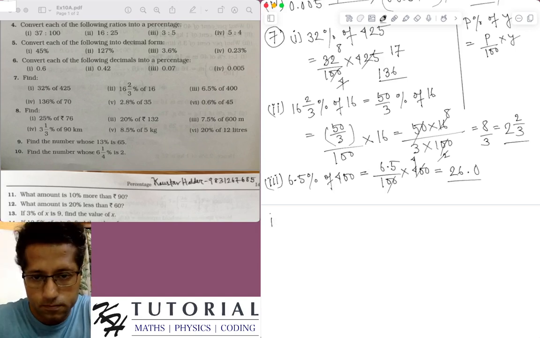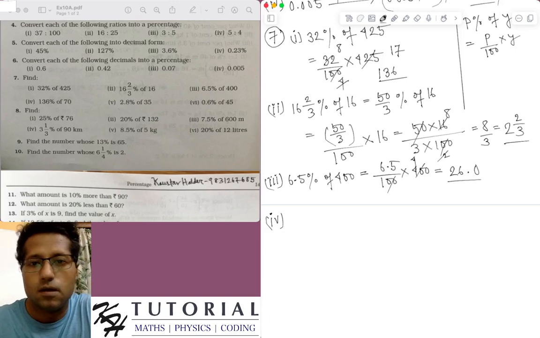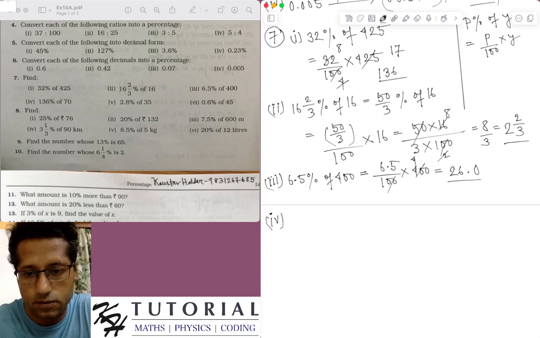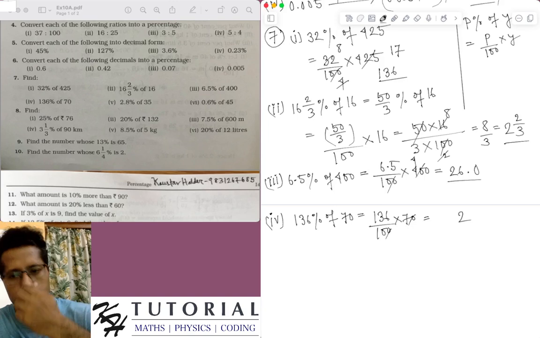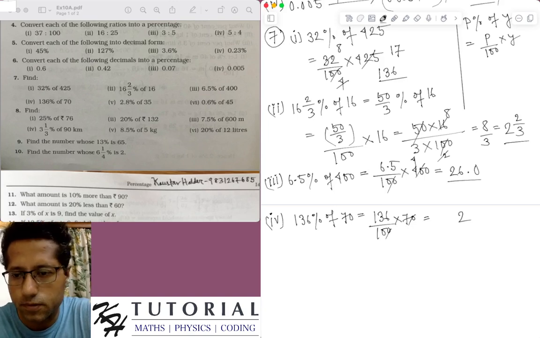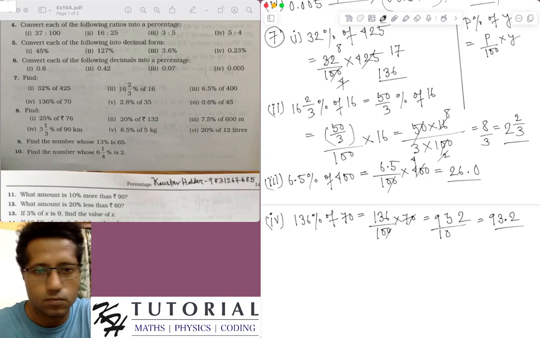Part 4. Question number 7, part 4 is 136 percentage of 70. This is equal to 136 divided by 100 into 70. So this equals 952 by 10, this equals 93.2. 93.2. Okay.